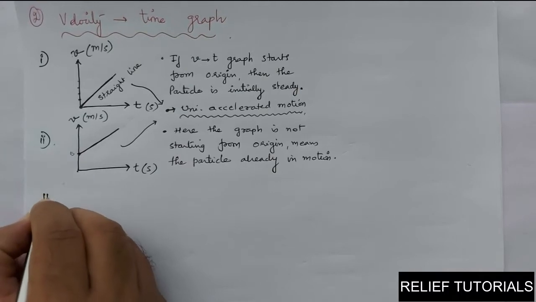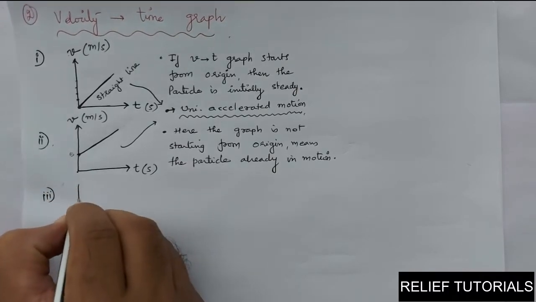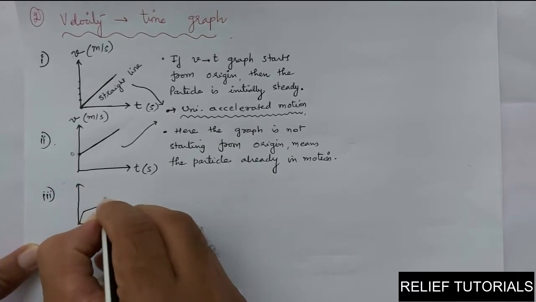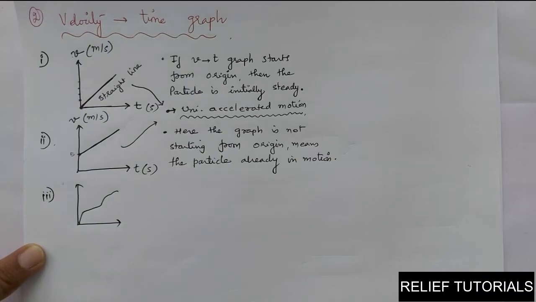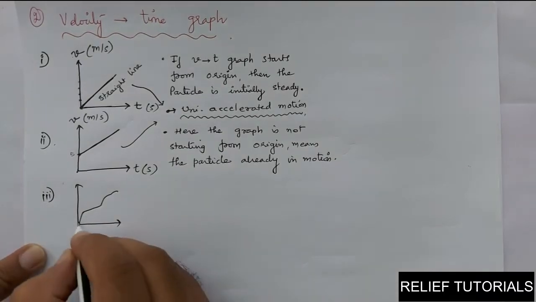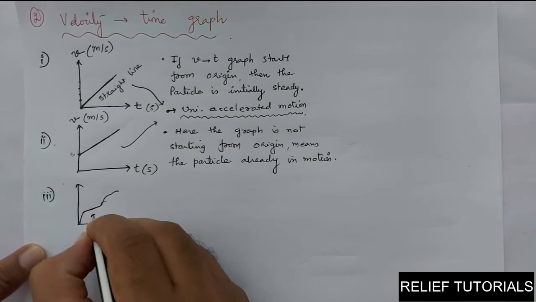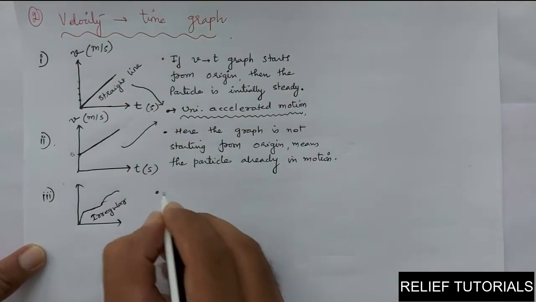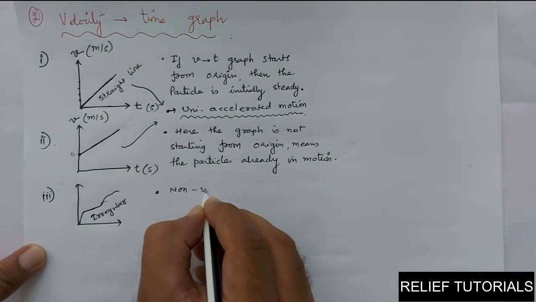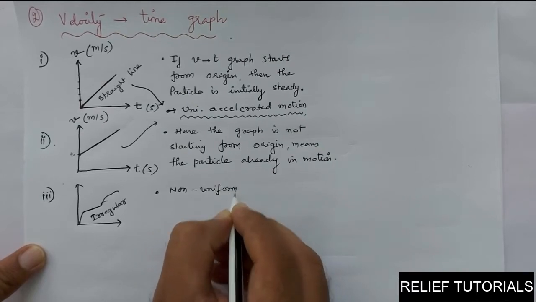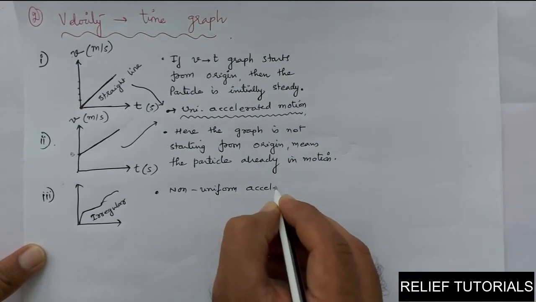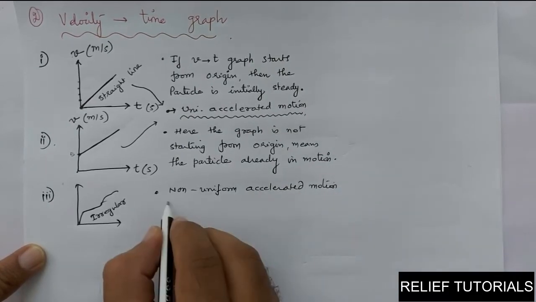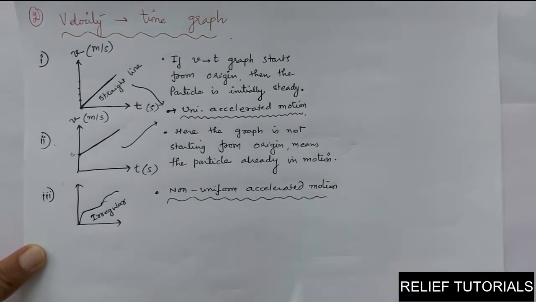If the graph is irregular in shape, what does it mean? Irregular shape means non-uniform, because the velocity changes continuously. So it is irregularly shaped. Irregular shape means the type of motion is non-uniform accelerated motion. Here there is acceleration, but the acceleration is not constant.